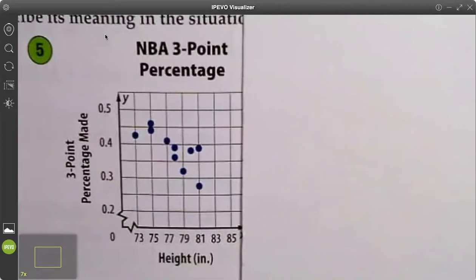Someone short by NBA standards, like Michael Jordan, 6'6", 6'7", they shoot three-pointers. Somebody tall by NBA standards, like Shaquille O'Neal, 7 foot 1 or something like that, he doesn't shoot three-pointers, he shoots under the goal. So negative correlation here, the taller you are, the less your three-point percentage is.